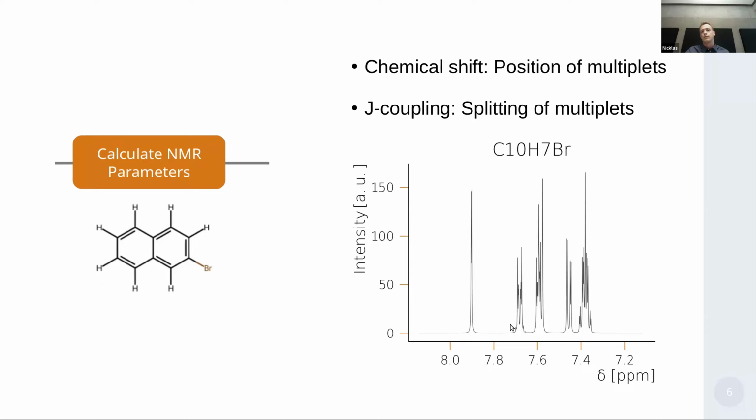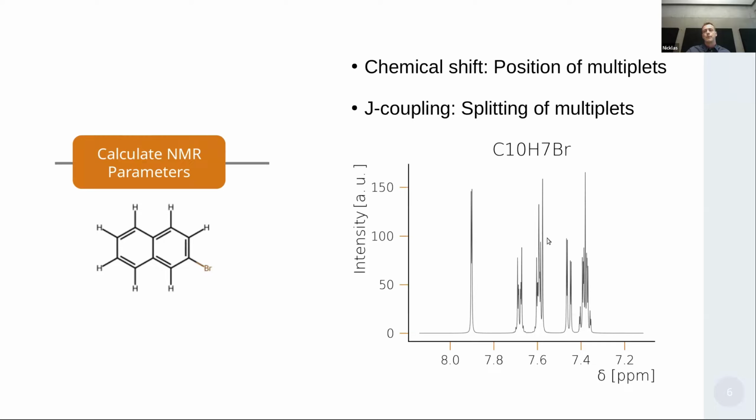However, we just see 1, 2, 3, 4, 5 different multiplets. And the reason for this is that the chemical shifts, which determine the positions of each of these multiplets, can be very close together, which is the case here. And this peak and this peak are actually just overlapping multiplets.